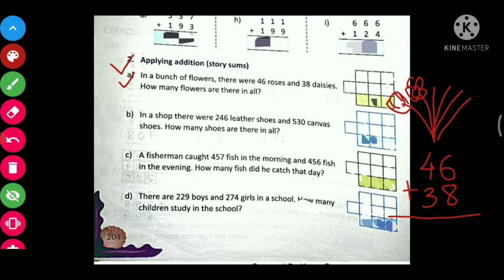14, right? So we'll write 4 here and we'll give 1 to the tens place. Now 1 plus 4, it will be how much? 5. 5 plus 3, 8. So total how many flowers are there? 84 flowers are there in the bunch of flowers.